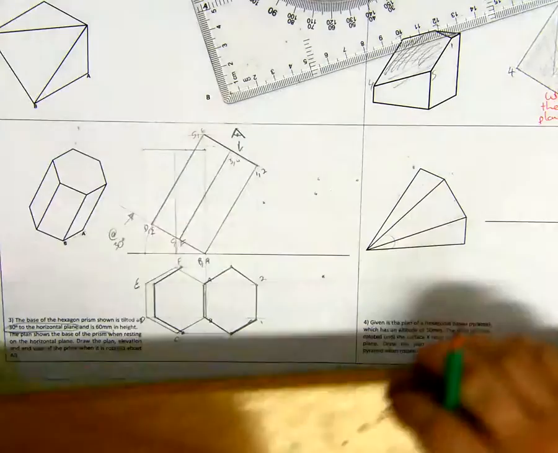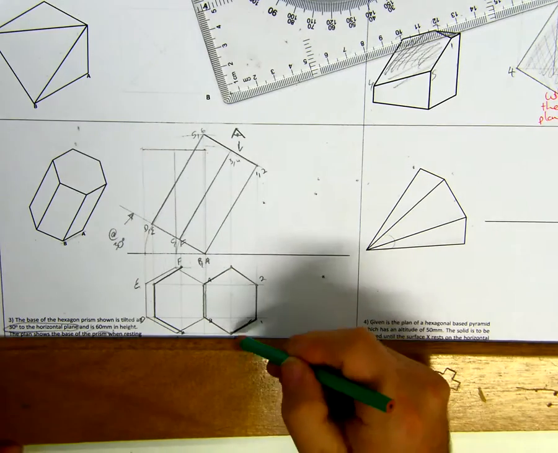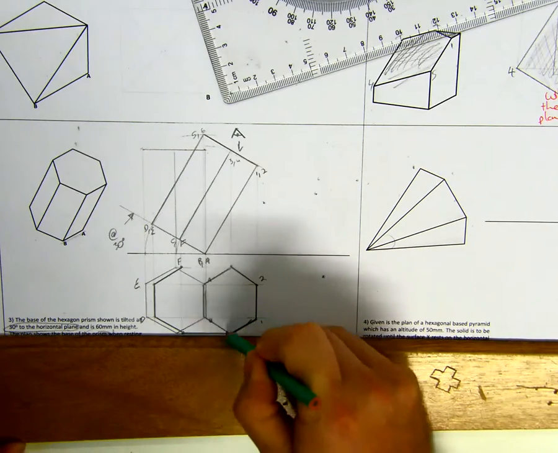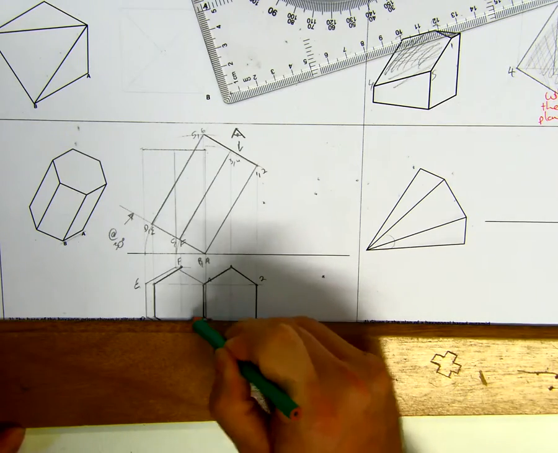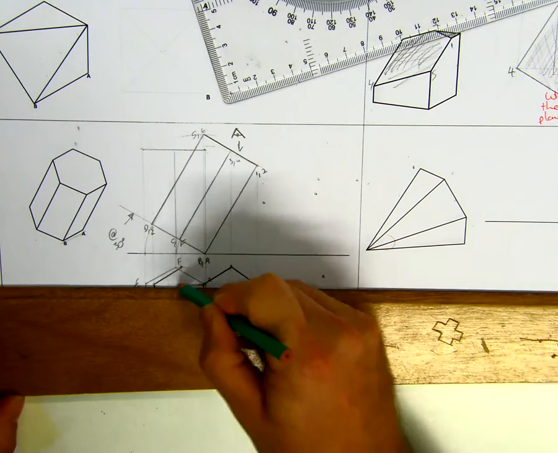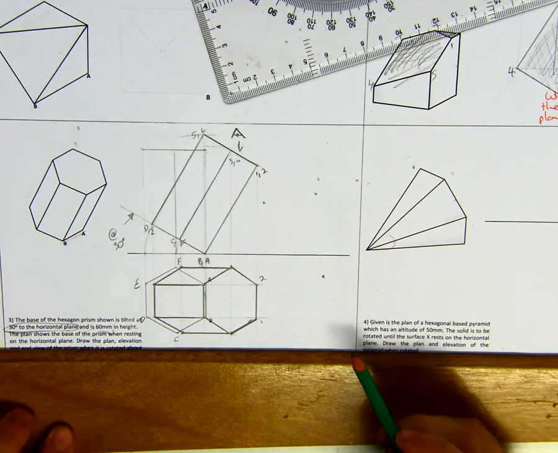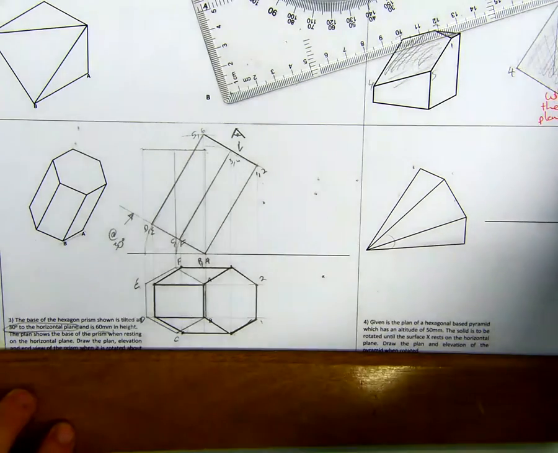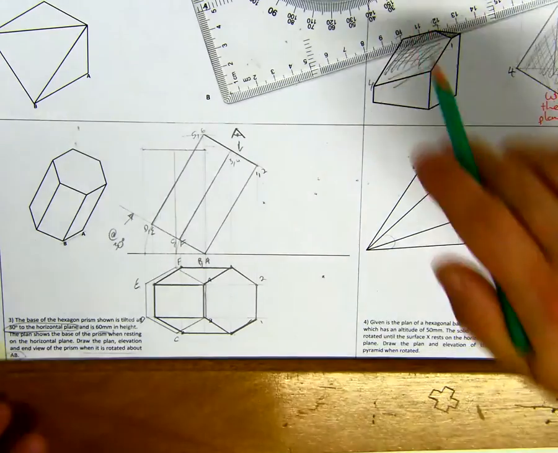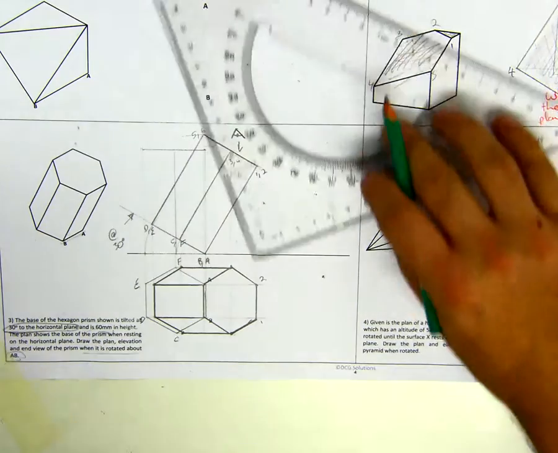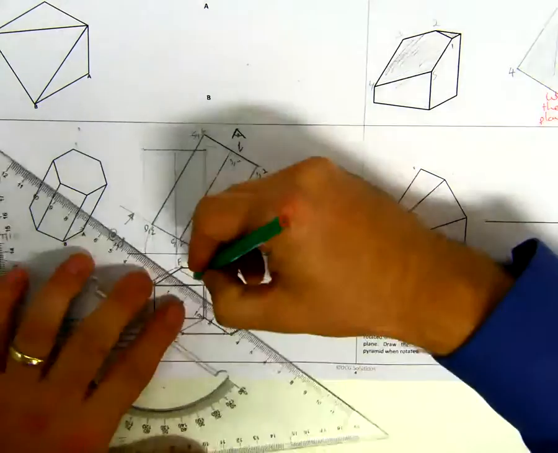Okay, once we see all them edges, we can heavy in the other edges we're going to see. So we're going to see this side here, we're going to see this side here. You can see this edge here. You can see this edge here. We also will see the rest of the back corners as hidden detail. So we put in the hidden detail here.